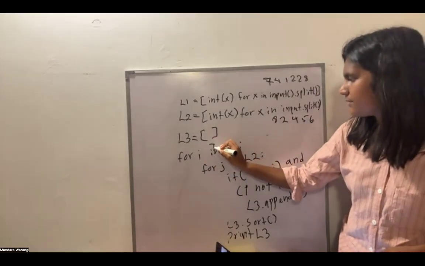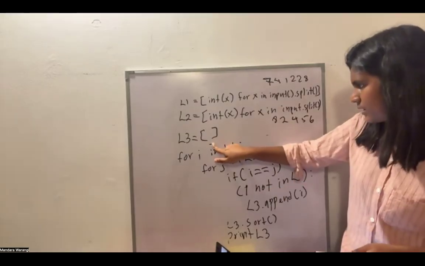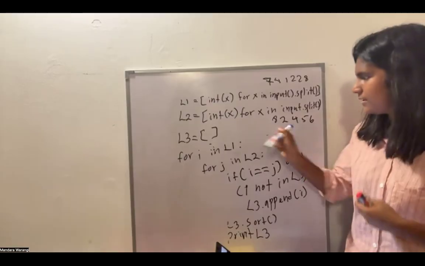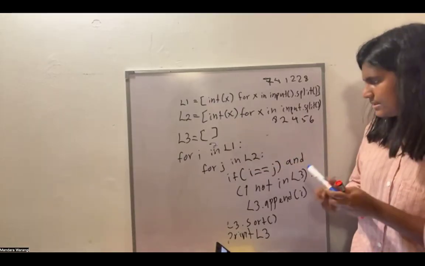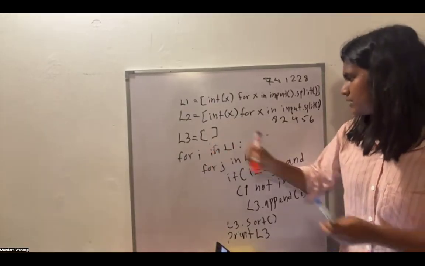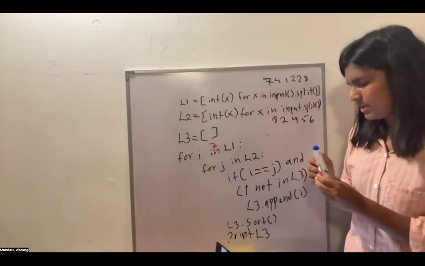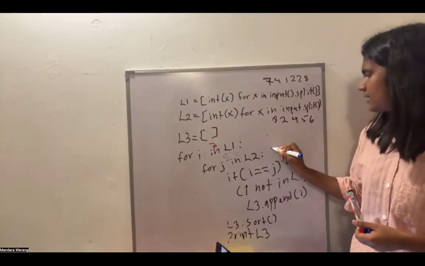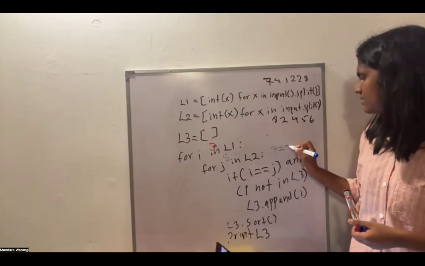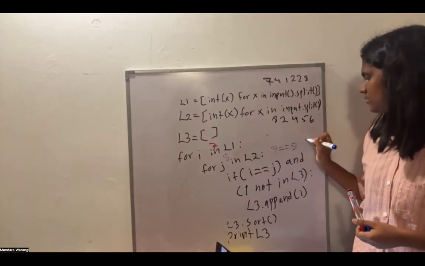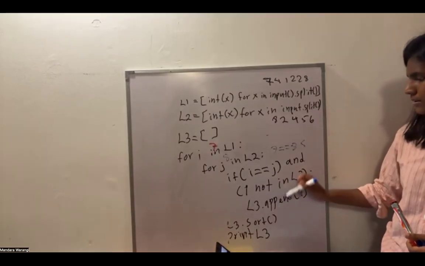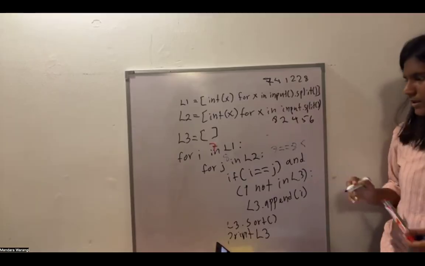Now I is 7. Imagine this is 7 and this is 8. We check whether 7 equals 8. No. So we don't go into these conditions.